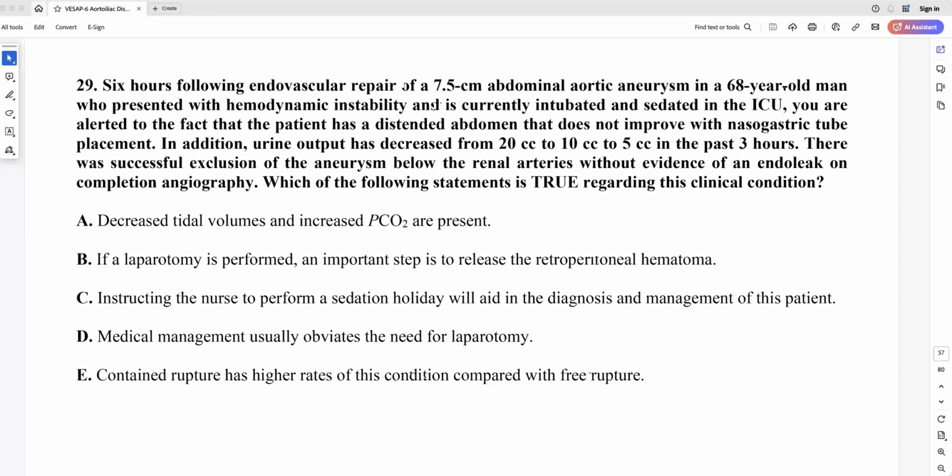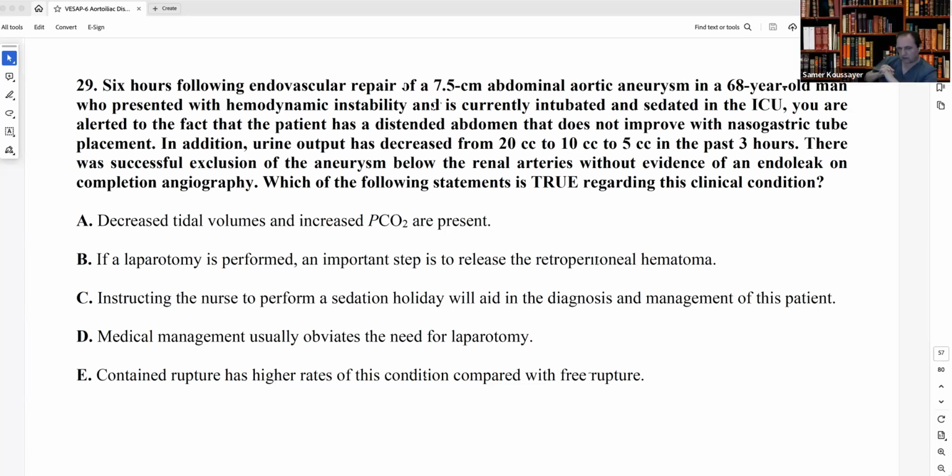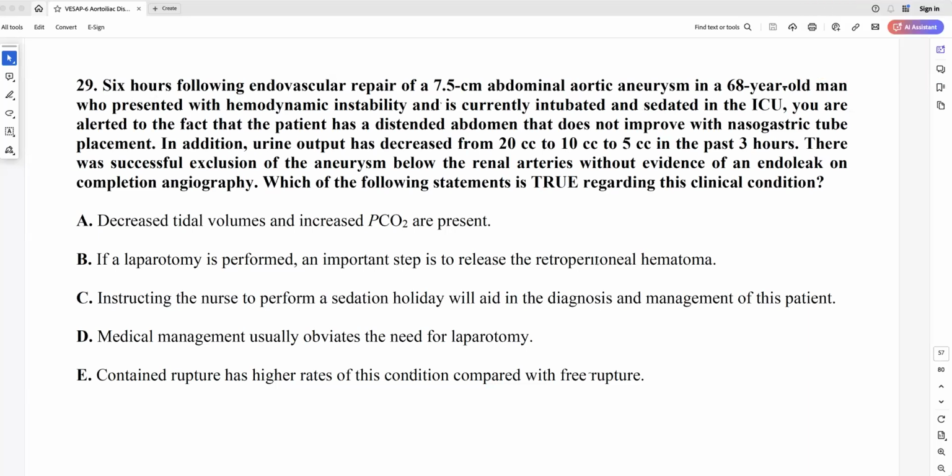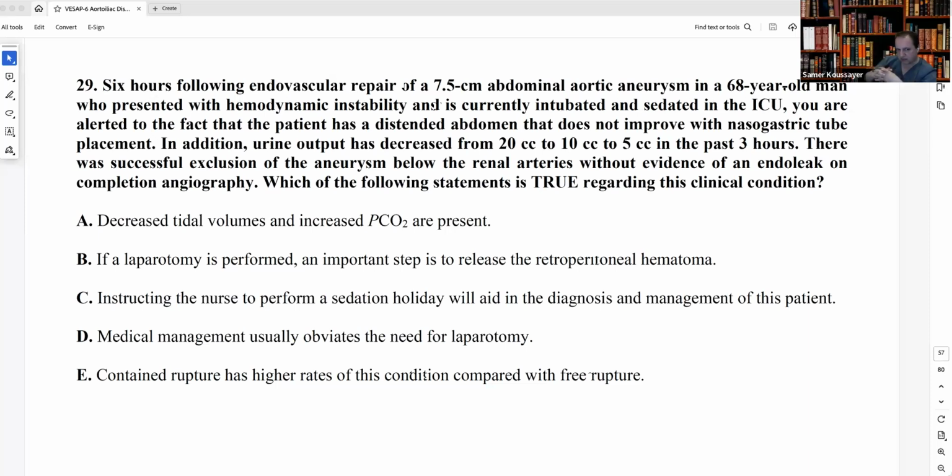Instructing the nurse to perform a sedation holiday will aid in the diagnosis and management of this patient. No. Okay, why wrong? You know what the sedation holiday is? He talked about it today in our meeting. Remember, he said sedation holiday. Right. So what happened? I mean, the abdomen is already tense, right?